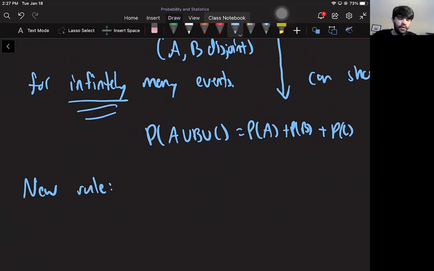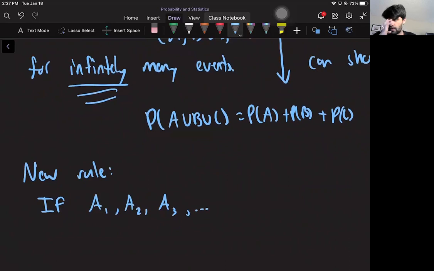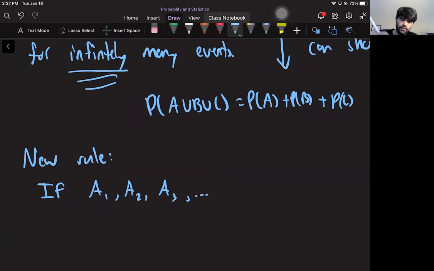So to be a probability function on an infinite sample space, a countably infinite sample space, if you have infinitely many events, which I'm going to call A1, A2, A3, dot, dot, dot, because I don't have time to write infinitely many events down, and I'm not going to call them all different letters. I'm going to use subscripts to make it easier.